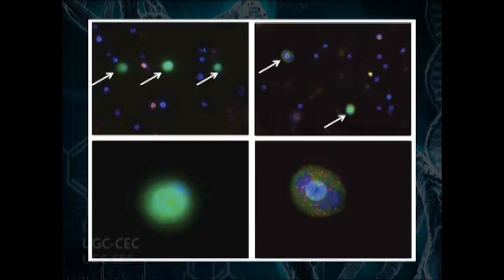FISH can also be used to detect and localize specific RNA targets in cells, circulating tumor cells and tissue samples. In this context, it can help define the spatial-temporal patterns of gene expression within cells and tissues.